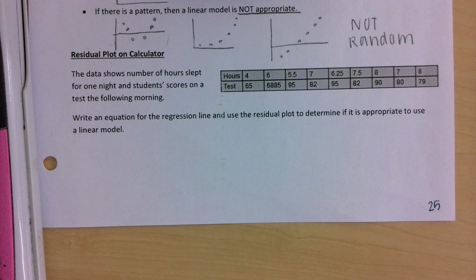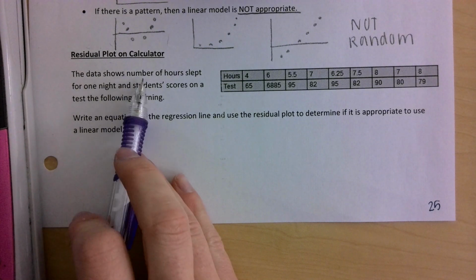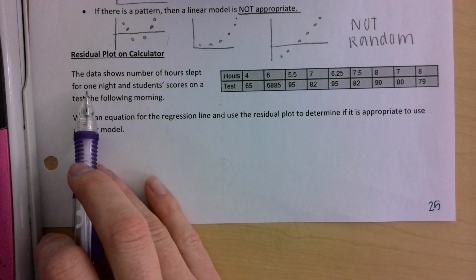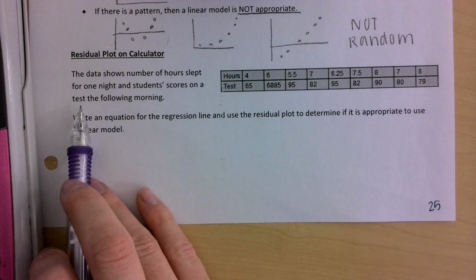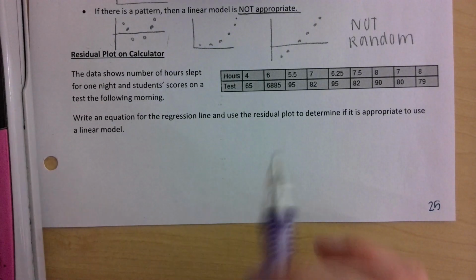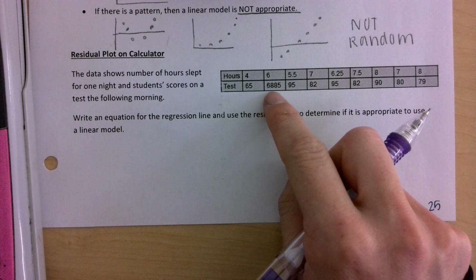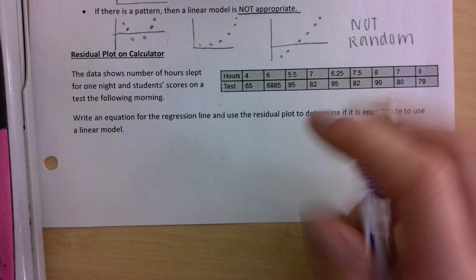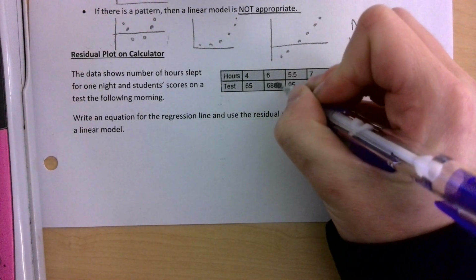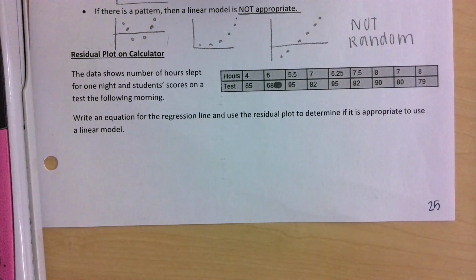The last thing that I want to do here is show you how to make a residual plot on your calculator. So the data that we're given shows number of hours slept for one night and student scores on a test the following morning. There is a little bit of a typo here. This person did not score a 6,000% on their test. That should just be a 68. Sorry about that.